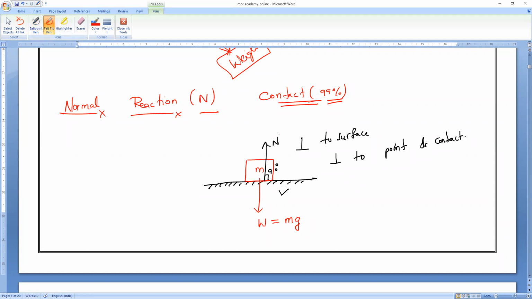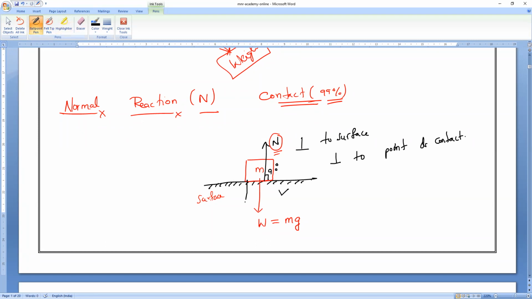Now, normal reaction is the force which is exerted by the surface on the block. Do you all understand, everyone? Normal reaction is the force exerted by the surface on whom, guys? Surface on block. Then if the surface is exerting a normal force on this block, then the block also will exert a normal force on the surface.